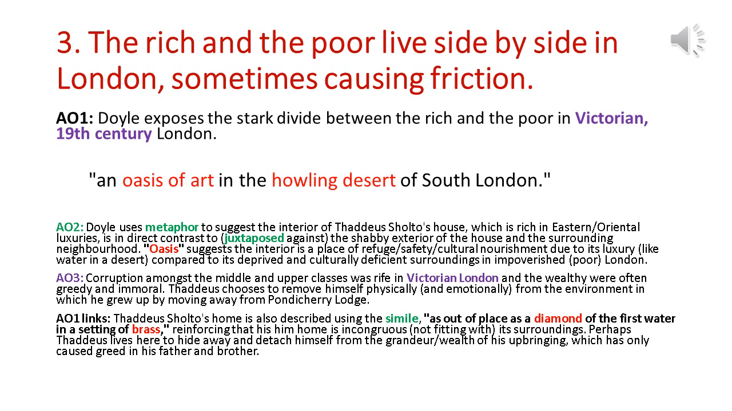If you wanted to make some links, Sholto's home is also described using the simile as out of place as a diamond of the first water in a setting of brass. Again, just reinforcing that his home, when you go inside it, seems completely juxtaposed against the outside area.